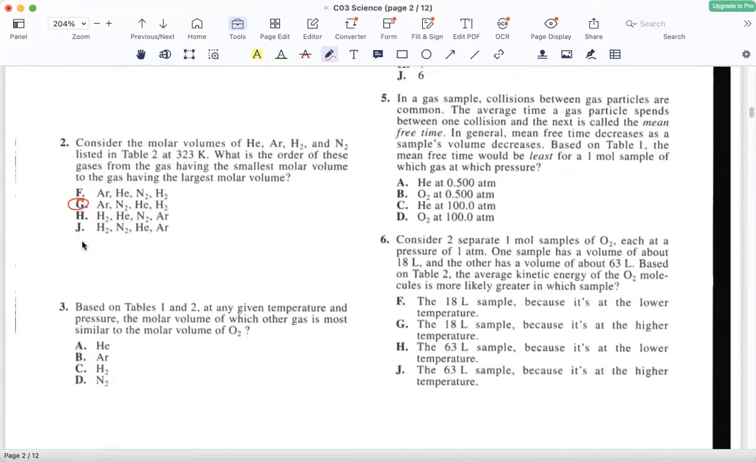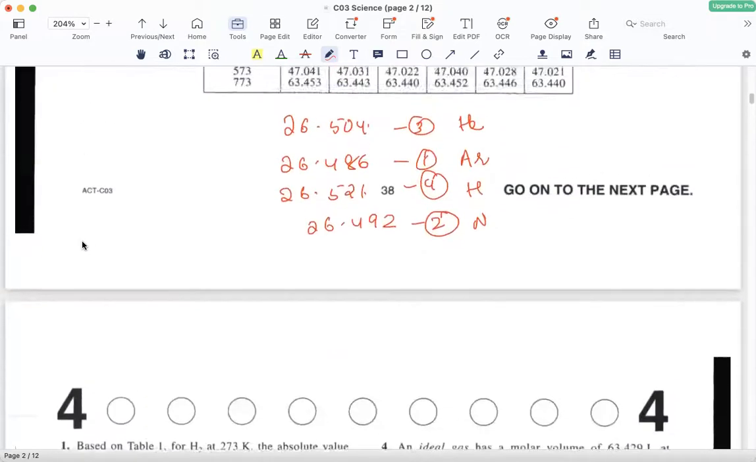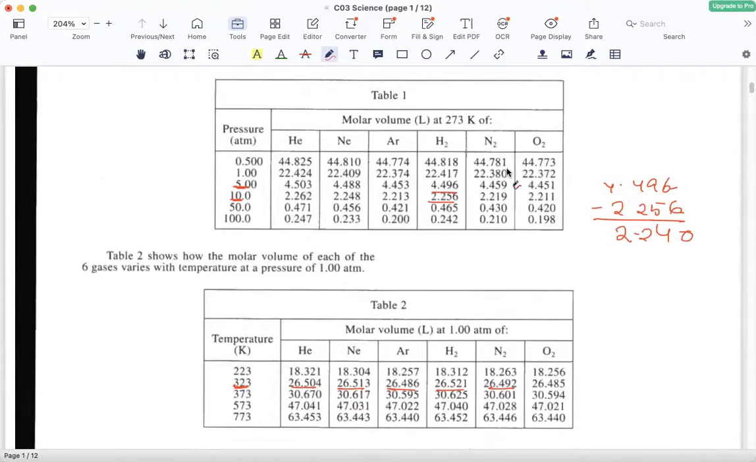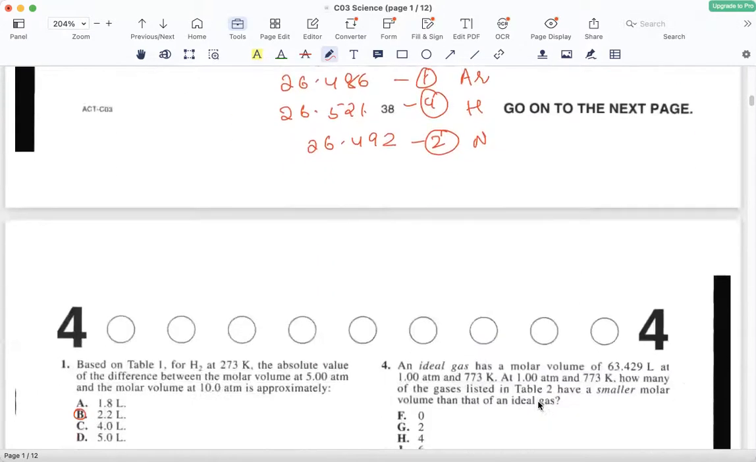Based on tables 1 and 2, at any given temperature and pressure, the molar volume of which other gas is more similar to the molar volume of oxygen? Okay, so oxygen, you have 44. So you can see that if you look at this 0.19 and 0.2, so it's closest to argon, right? Let's also verify here. Yeah, so it's argon.